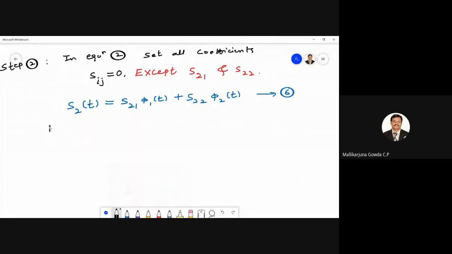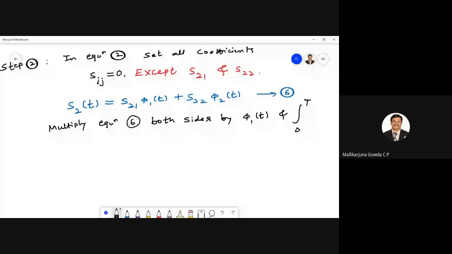I do this mathematical step: multiply equation 6 both sides by what value? By pi 1 of t, and then integrate. I am just writing the symbol: integrate over the interval 0 to t.